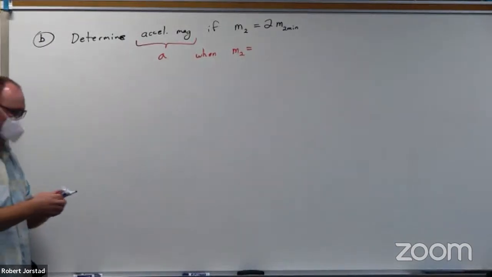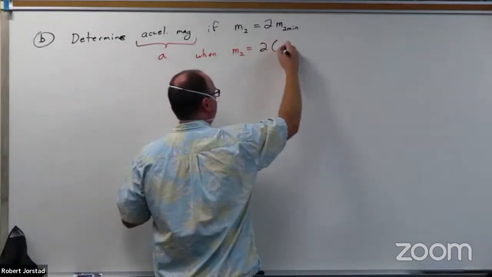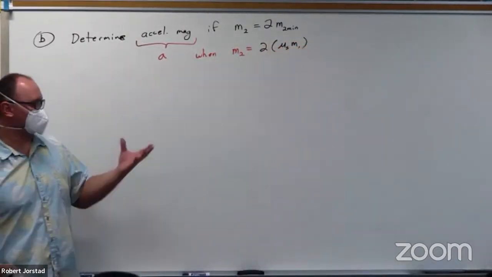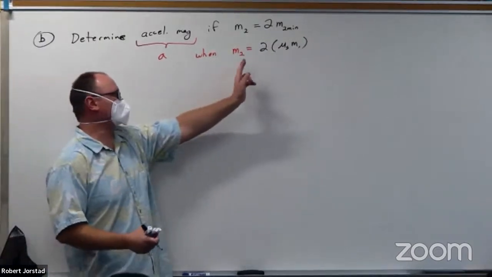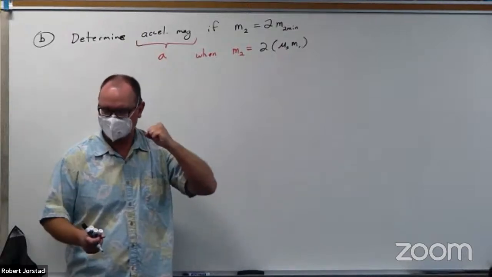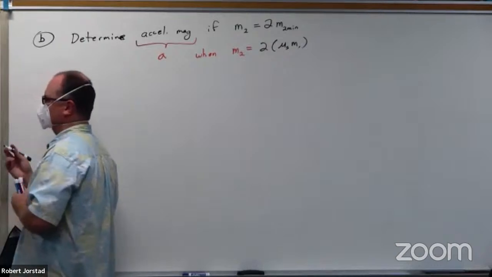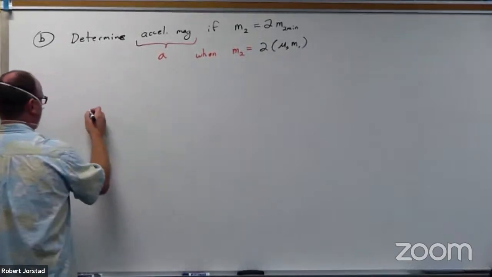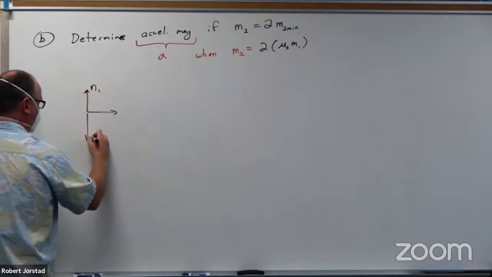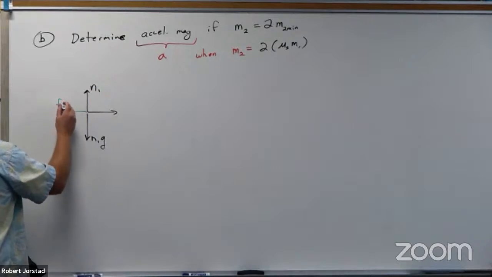What was that minimum value? Mu static M1. So the idea is you redo the problem and you plug in M2 is equal to twice what we found in the previous part. Let's do it. Are the free body diagrams going to be different? And if so, in what way? There's going to be acceleration now.